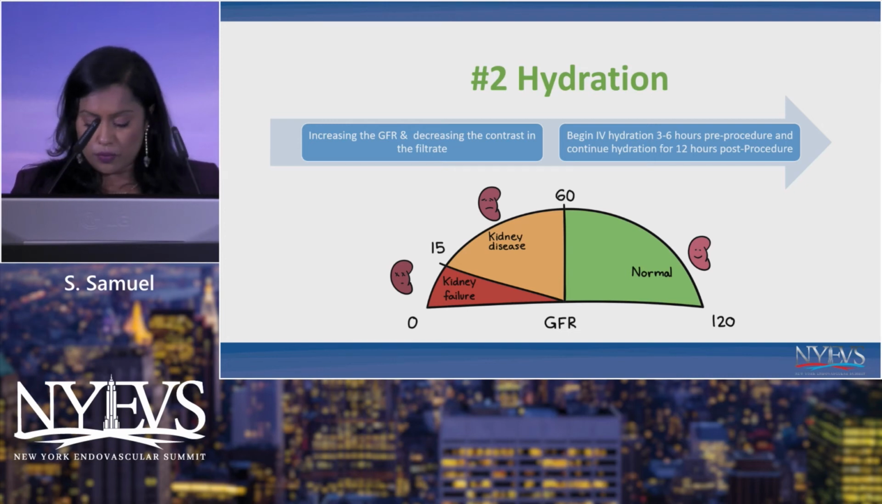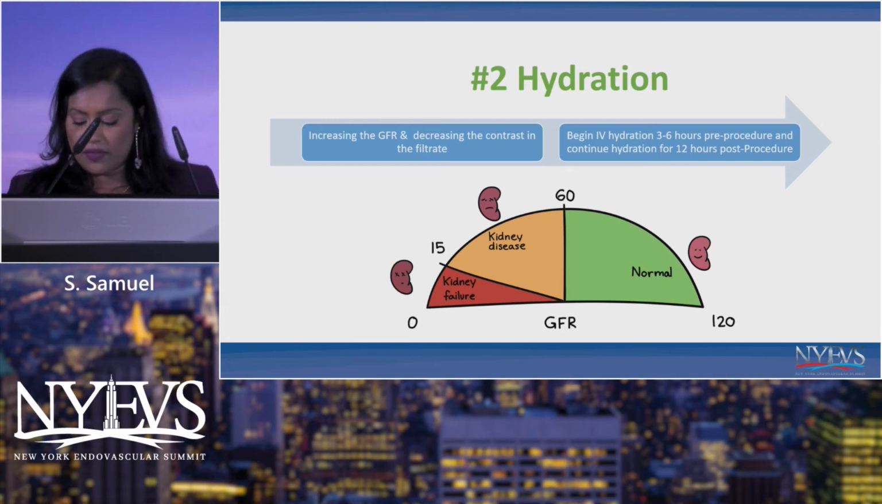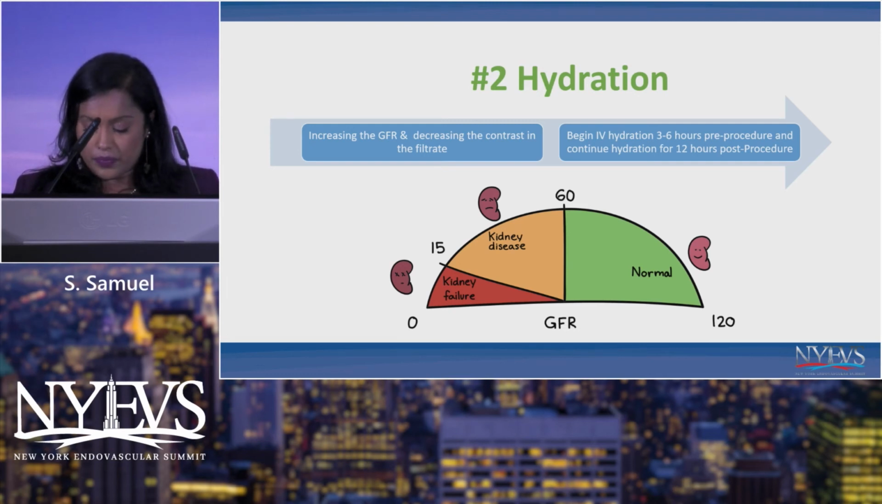It isn't always doable, but it is highly recommended to begin IV hydration 3 to 6 hours pre-procedure and then continue it for 12 hours post-procedure, especially in those patients we already know have an elevated creatinine level. At Mount Sinai, we like to bring them in early in the morning for adequate hydration time, and then also for those patients who have a creatinine of 1.8 or above, they are automatically admitted as they meet the admission criteria.